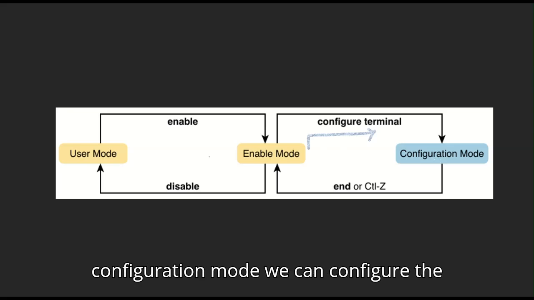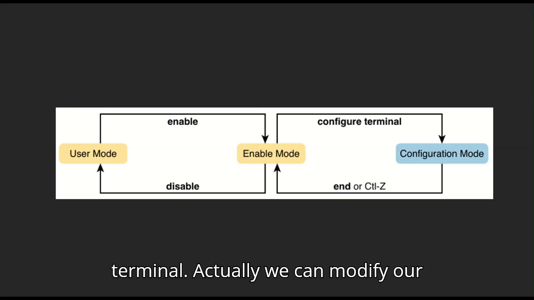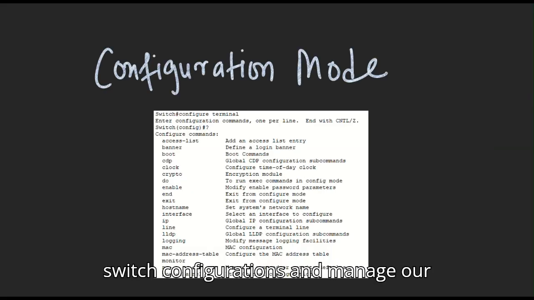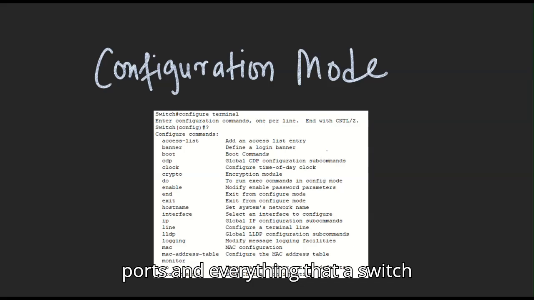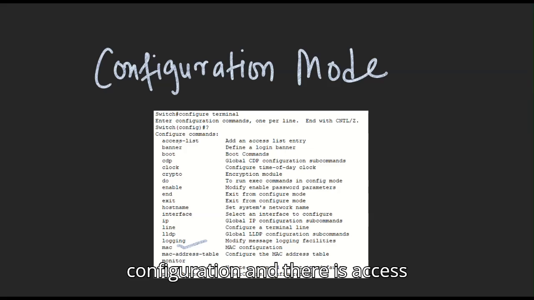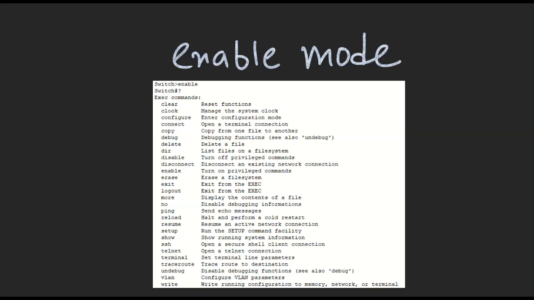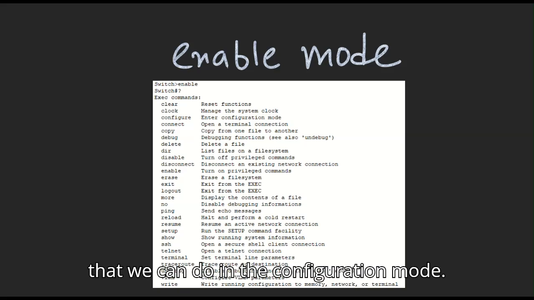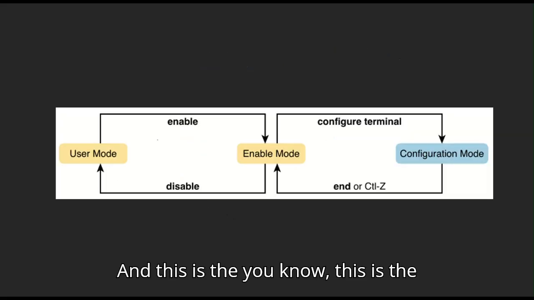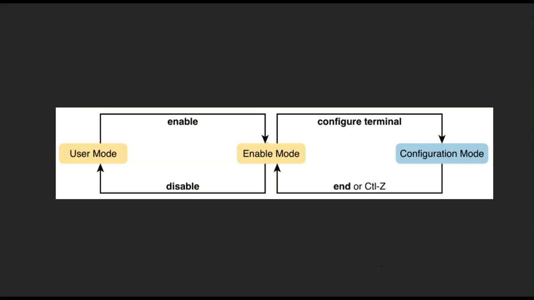In the configuration mode, we can configure the terminal. Actually, we can modify our switch configurations and manage our ports and everything that a switch offers. Here we can see various options. There is MAC configuration and there is access list. So a lot of options are there that we can use in the configuration mode. And this is the normal convention.